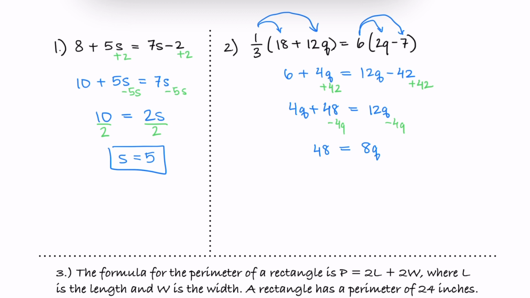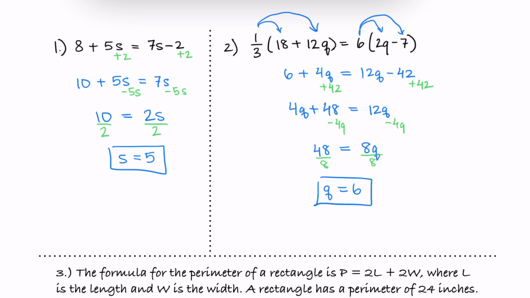And then finally, I'm going to get rid of this coefficient of 8. So I'm just going to divide by 8 on both sides. And that will give us that q is equal to 6.